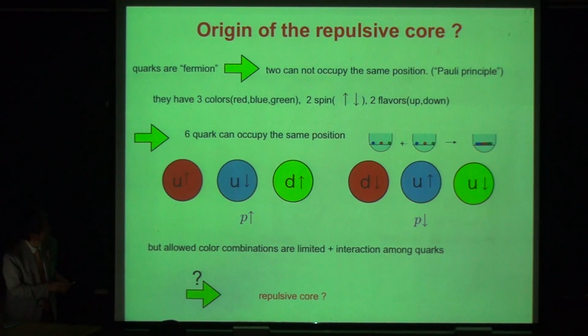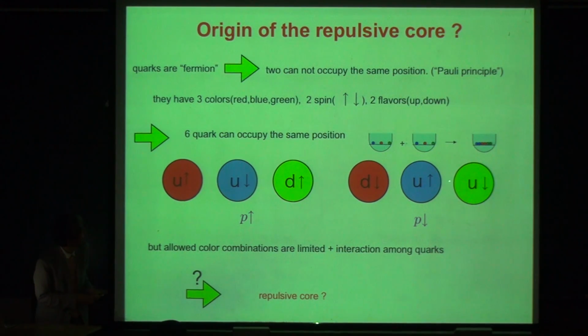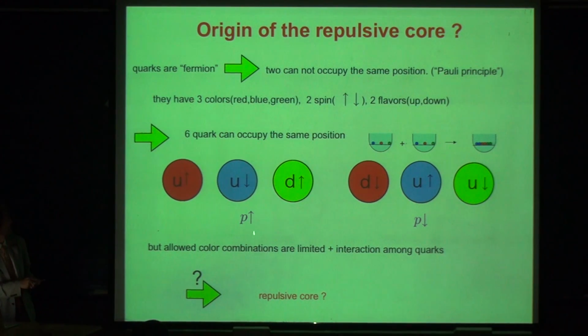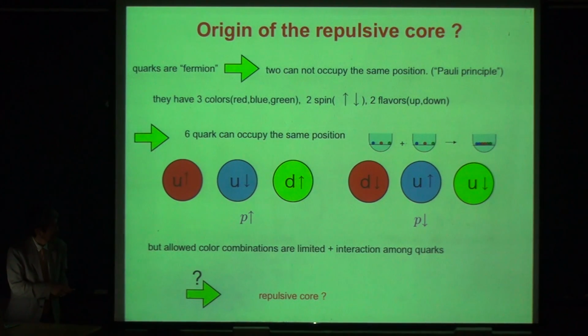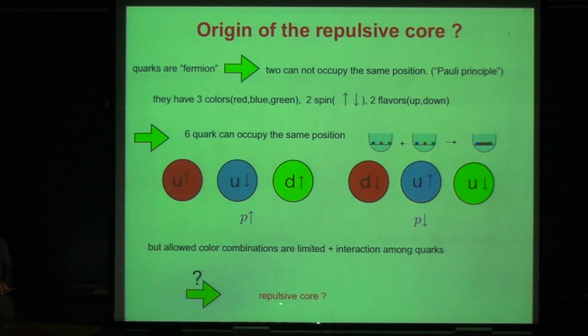For example, if you change this color to red, it is not allowed, because if you make this red, it contradicts this one, because of the Pauli principle. So in that sense, some cases are allowed, but some are not allowed. So plus some interaction of the quarks makes a repulsive core. That might be one possibility.